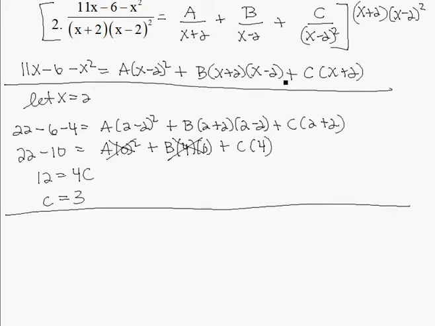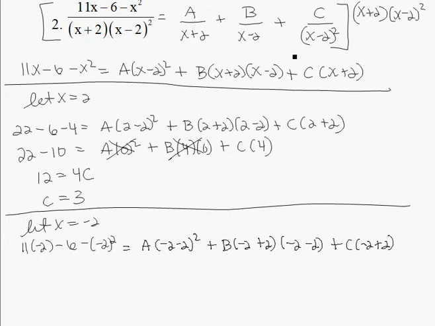I let x equal 2 because that made this factor and this factor go to 0. Now if we choose negative 2, those two will go to 0. So if we let x equal negative 2, I will plug that into this equation up here. So I plugged in negative 2 on both sides of the equal sign. We also know C is equal to 3, so why don't we just let C equal 3 there.